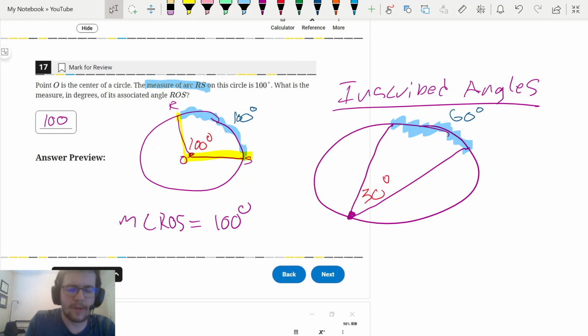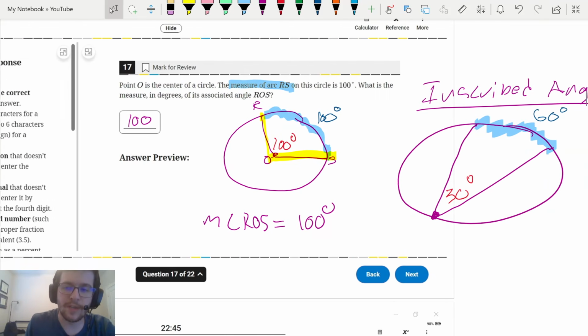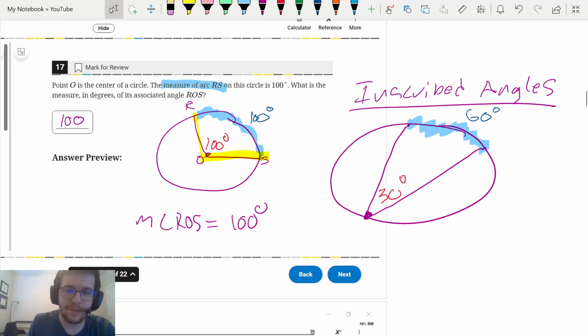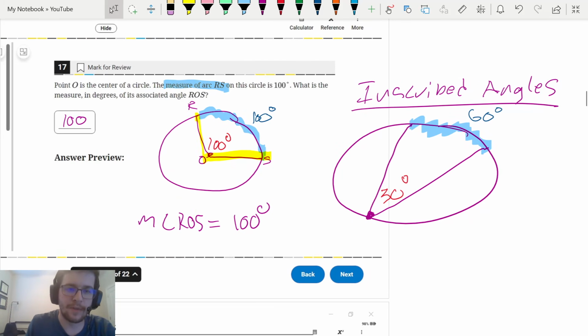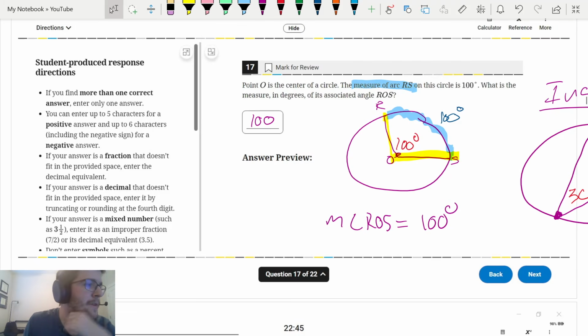The thing on the right, they almost never test you on, but again, it's really closely related to this, and I figured someone might have gotten confused by it. So I figured I would just go over it really quickly. Anyway, the answer is 100. You don't have to put a degree symbol or anything.